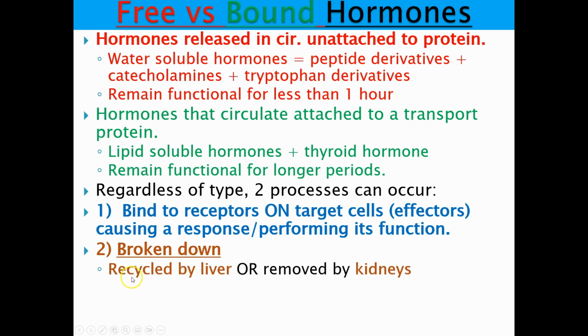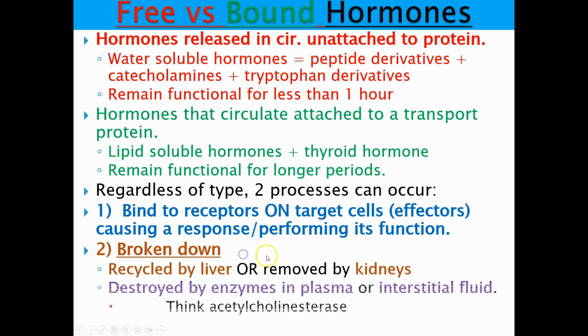Now, we can break them down where they get recycled by the liver, or they can be completely removed by the kidneys. So oftentimes we're going to learn that the liver breaks things down, processes it, and then sends the remaining waste product to the kidneys. We're going to see this in later lectures. We're going to talk about the recycling of red blood cells, and we're going to see the liver breaks it down and then sends the remaining waste to the kidneys.